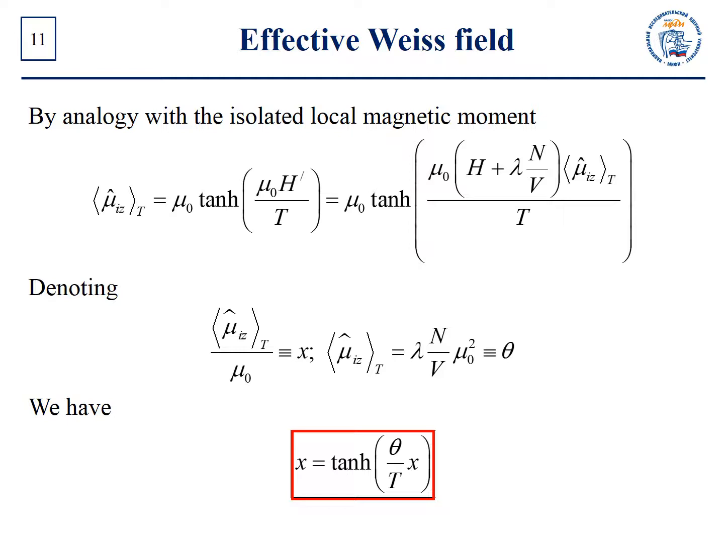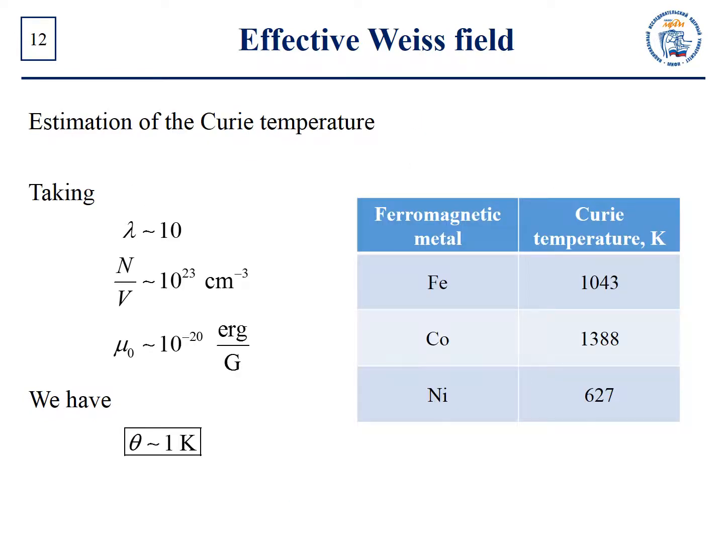So, at T lower than theta, the average values of all magnetic moments and hence the magnetization are non-zero even in the absence of the external field. This is just what is referred to as ferromagnetism. Let us estimate the value of the Curie temperature theta. Taking for lambda, concentration and mu 0 the following values, we have the upper bound for theta equal to 1 Kelvin. Meanwhile, ferromagnetic materials, for which this theta is about 1000 Kelvin, do exist.